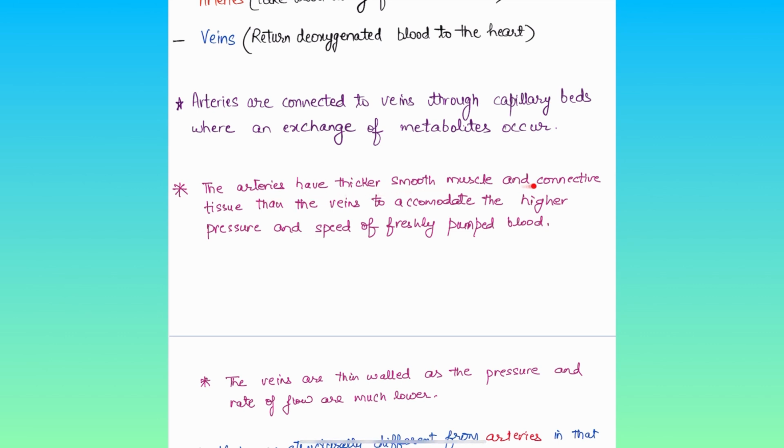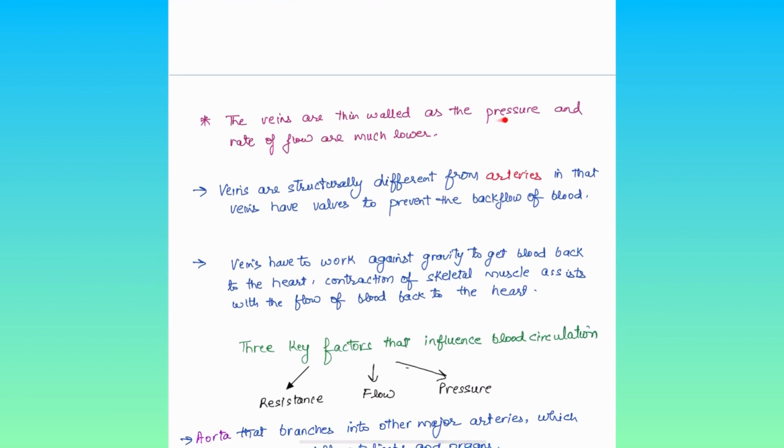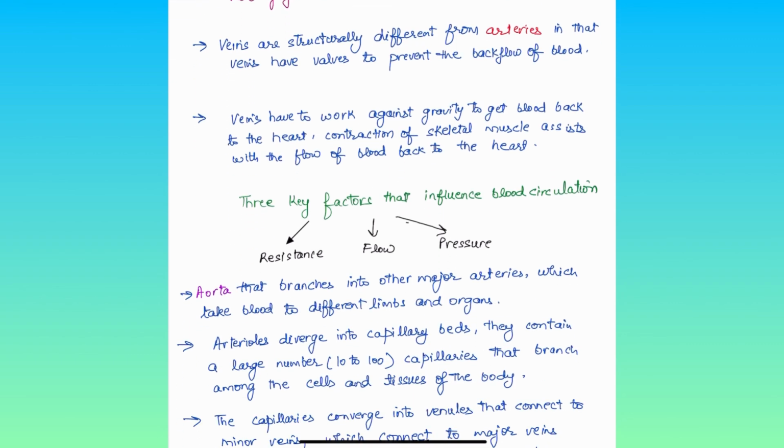The arteries have thicker smooth muscle and connective tissue than the veins to accommodate the higher pressure and speed of freshly pumped blood. The veins are thin walled as the pressure and the rate of flow are much lower, and veins are structurally different from arteries because veins have valves to prevent the backflow of blood. Veins have to work against gravity to get blood back to the heart, and contraction of skeletal muscle assists with the flow of blood back to the heart.